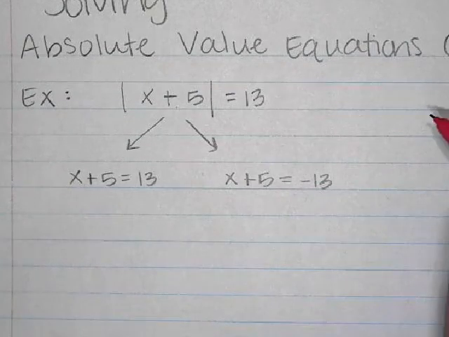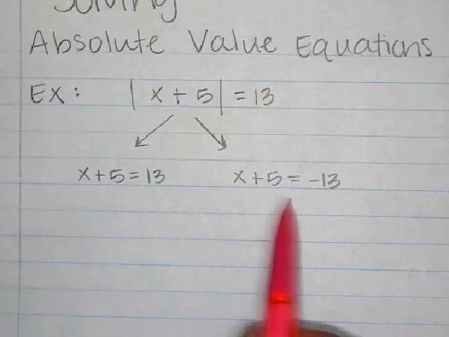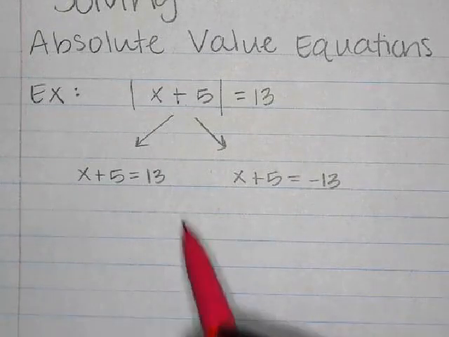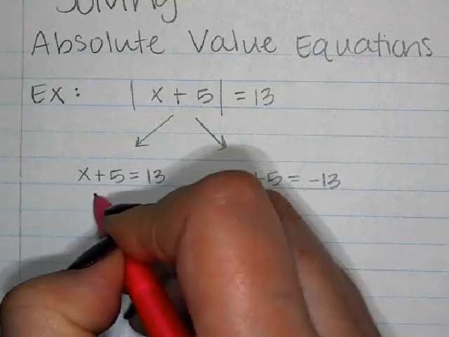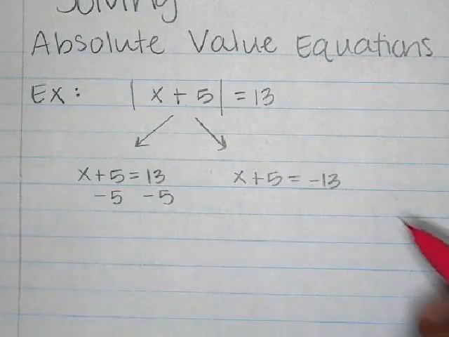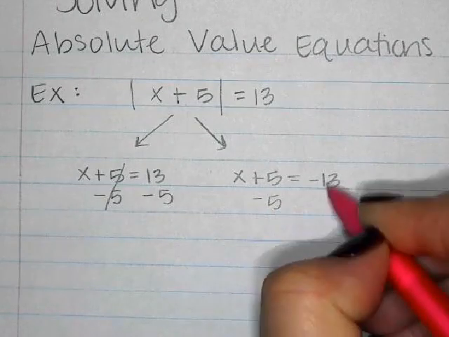So if we're going to solve either of these equations for x, how are we going to solve them? We're going to subtract 5. So x, I'm going to take away 5 from the left side. I'm going to take away 5 from the right side.